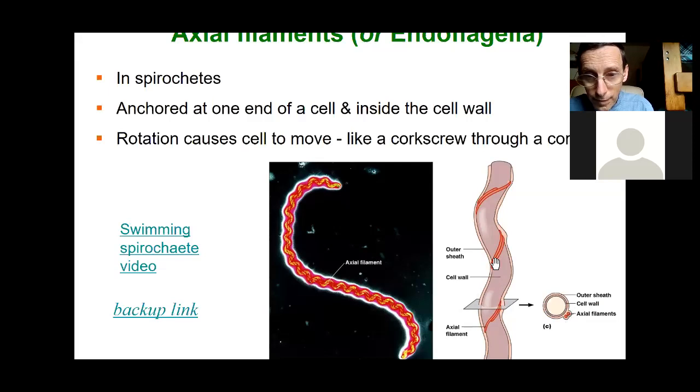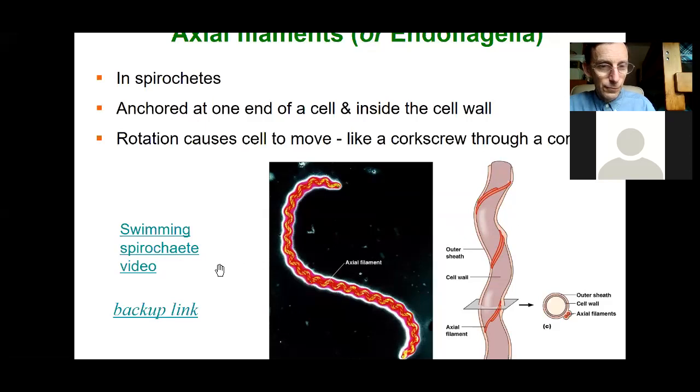So that endoflagella, this right there, is actually inside the cell wall. And there you see an actual electron microscopic image of the endoflagella wrapping around the cell. Cells that have endoflagella are only in the spirochetes. The endoflagella is anchored at one side of the cell and then wraps around the cell, but it's inside the cell wall. And it causes the cell to move.